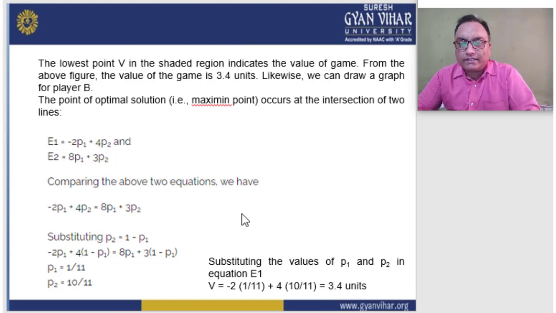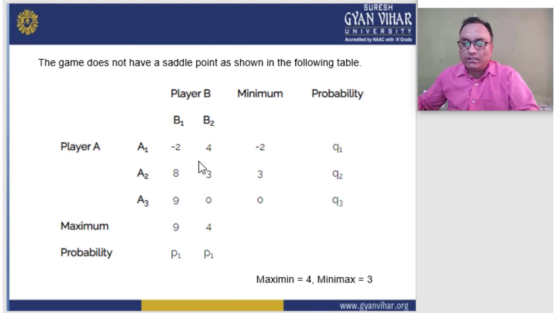So for this, the optimal point, which is the maximum point, occurs at the intersection of two lines. For this point, E1 is equal to minus 2P1 plus 4P2, and E2 is equal to 8P1 plus 3P2. Comparing the above two equations, we get minus 2P1 plus 4P2 equal to 8P1 plus 3P2. So this is minus 2 and 4, and this is 8 and 3, right?